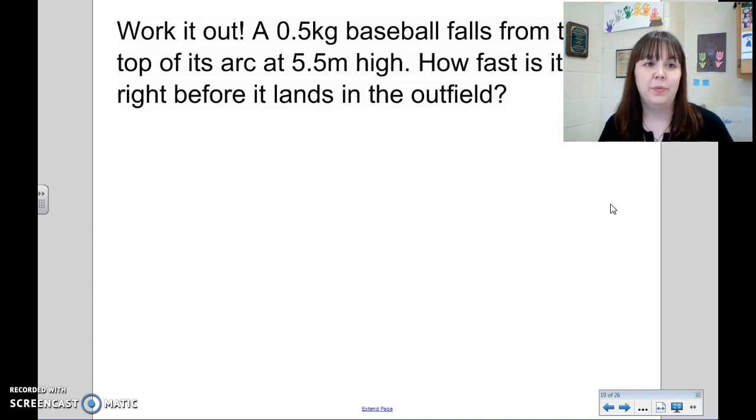So let's try this one. A half-kilogram baseball falls from the top of its arc at 5.5 meters high. So we have a height, we have a mass, and hopefully you know gravity. How fast is it going right before it lands in the outfield? So if it's falling from a height of 5.5 meters, before it hits the ground, how fast is it going? What would its velocity be? So think about this one for a second. Try it, see what you get. And tomorrow, like I said, we'll work them out and see if you were correct.